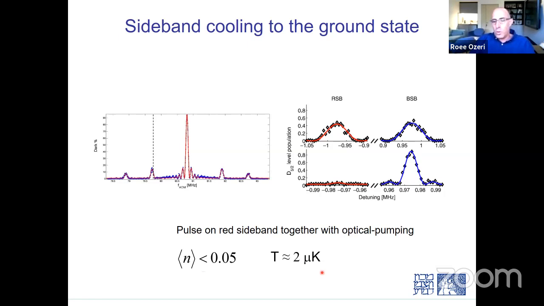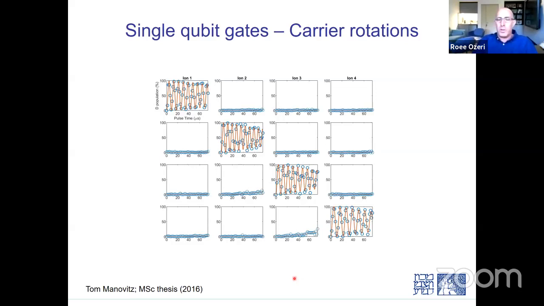At this point, we can cool our ions to temperatures in the microkelvin or even below, really. Okay, so the business we're in is building quantum computers. The first thing we need to do is perform single qubit gates. The way we perform single qubit gates is by pulsing our electromagnetic radiation on the carrier transition and rotating our qubit between up and down.